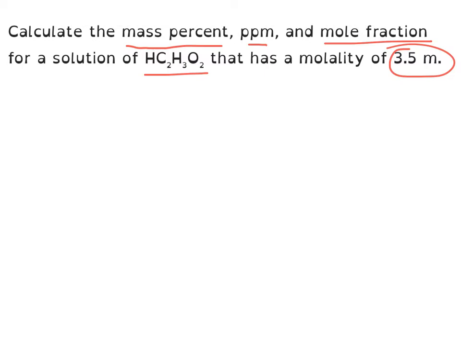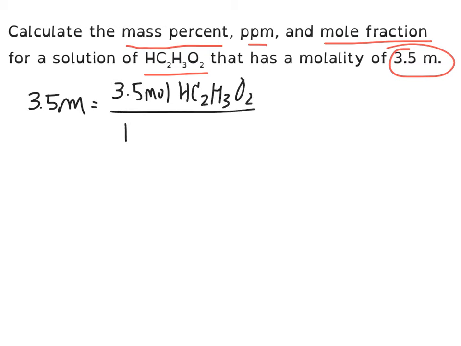What we need to do, first of all, is recognize that when we're dealing with a 3.5 molal solution, what that's really saying is that I have 3.5 moles of acetic acid, that's the HC2H3O2, per 1 kilogram of solvent. And we can assume that the solvent is going to be water. From this information, I can calculate the mass of my solute and the mass of my solvent.